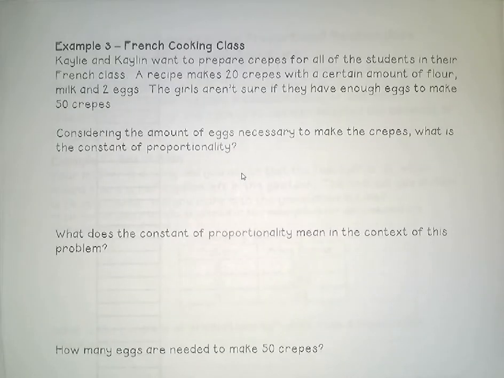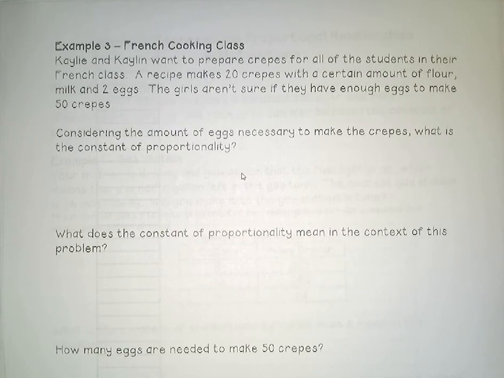French cooking class. Kaylin wants to prepare crepes for all of the students in their French class. The recipe makes 20 crepes with a certain amount of flour, milk, and 2 eggs. The girls aren't sure if they have enough eggs to make 50 crepes. Considering the amount of eggs necessary to make the crepes, what is the constant of proportionality? Okay, so crepes are those flat pancakes, the long ones. They're a lot bigger. A recipe makes 20 crepes with a certain amount of flour, milk, and 2 eggs.